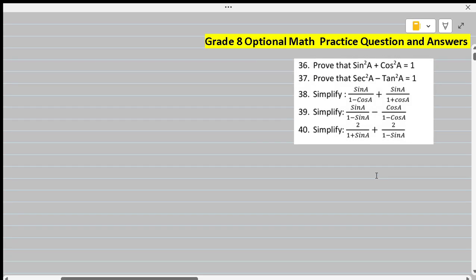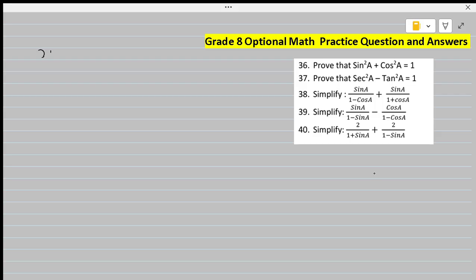Okay, so in number 36, what's said here? We are asked to prove sin square plus cos square equal to 1. For this we take the left side, sin square A plus cos square A, and sin is p by h, so p by h whole square, and cos is b by h, so b by h whole square, is it?